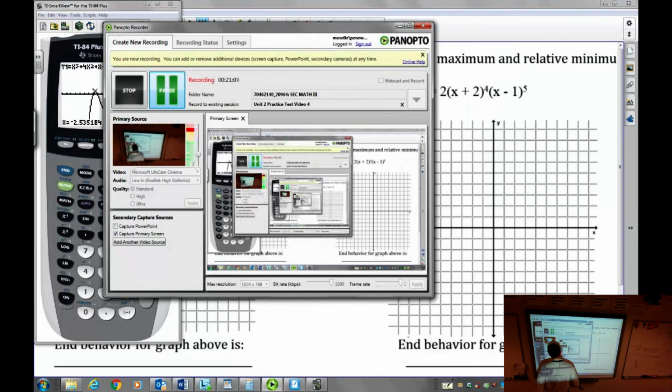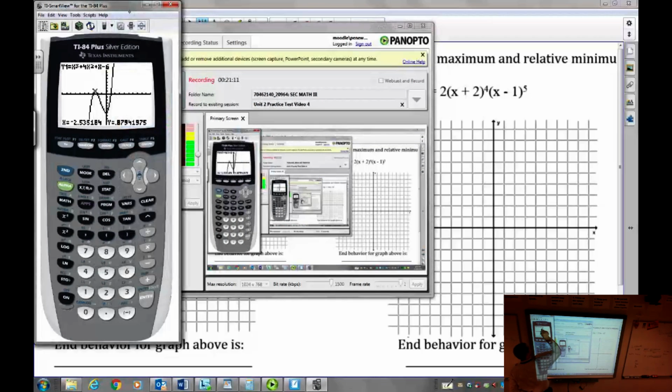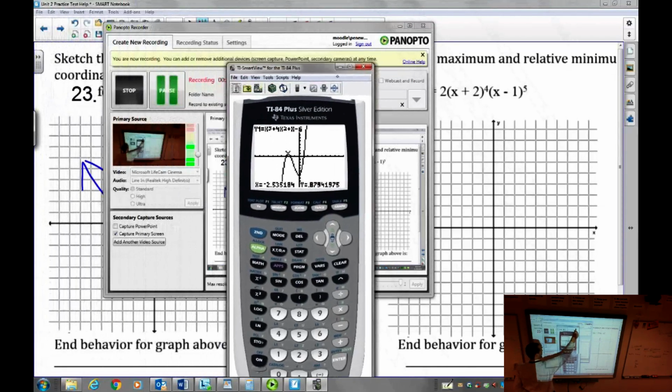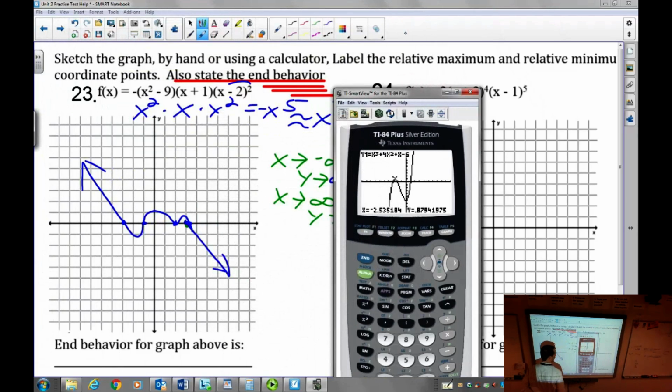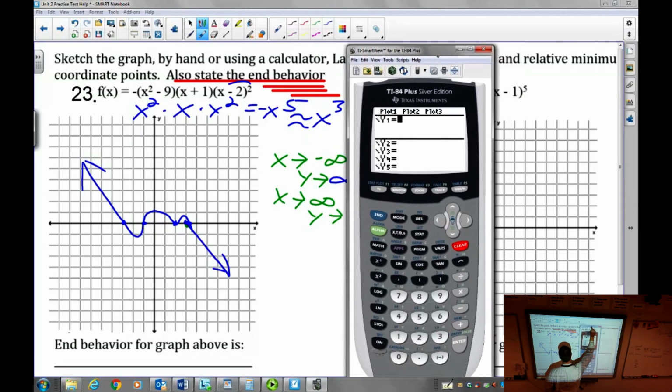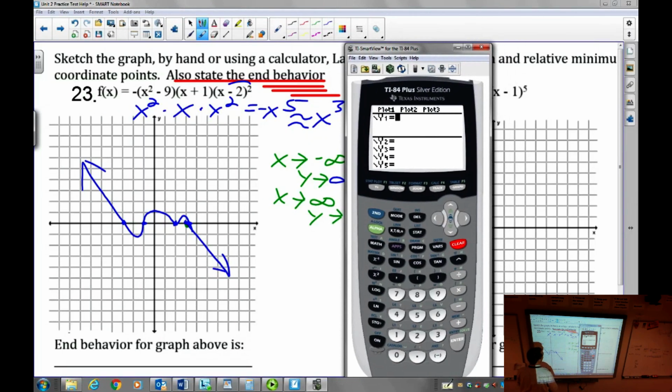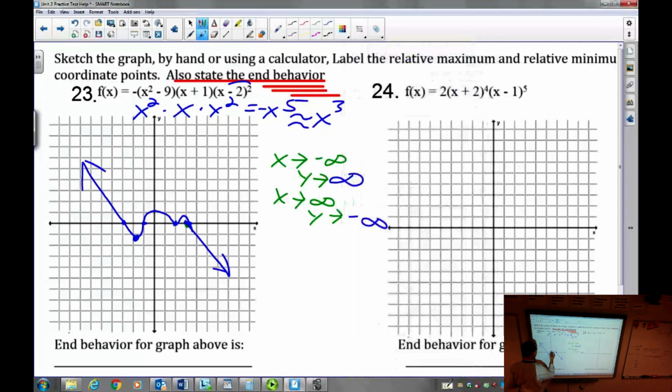All right, excellent. So let's see here. There we go. It's working again now. All right, so that's not our graph, Mr. Newbold. I know, it erased it because it froze on me. Dang technology, right? So basically, for your relative maximum and minimum, you would use the maximum and minimum function on the calculator to help you find those points right there.